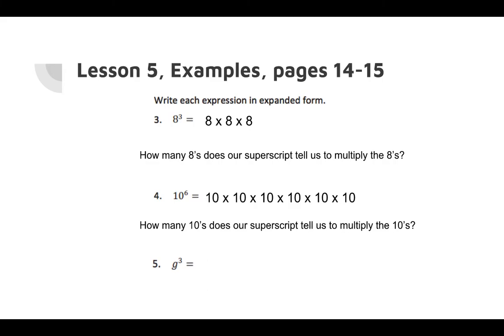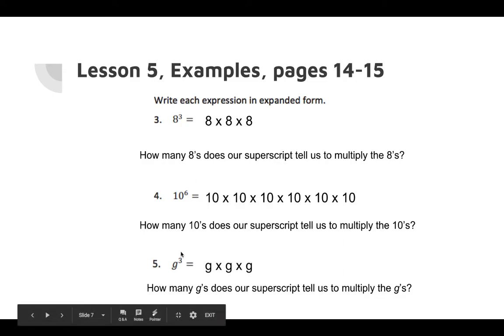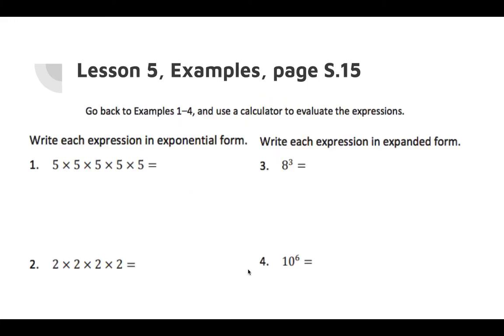Okay, it tells us to multiply it 6 times. Does it work the same for the g? How many g's does our superscript tell us to multiply? It does. It tells us to multiply it 3 times. g times g times g, and it works the same way as it would with the numbers.